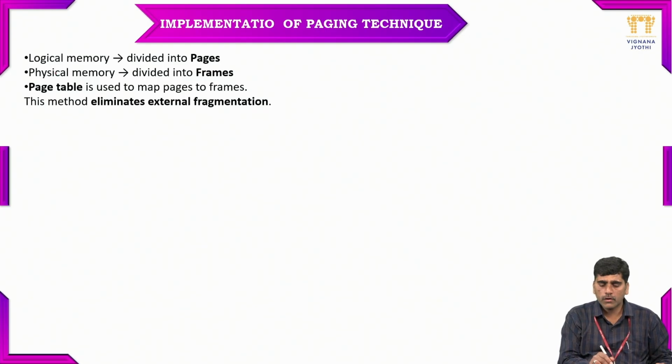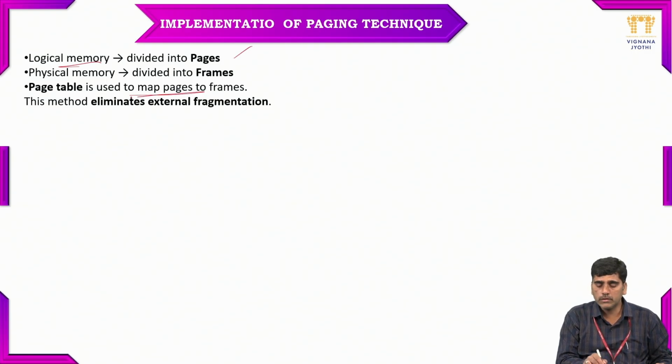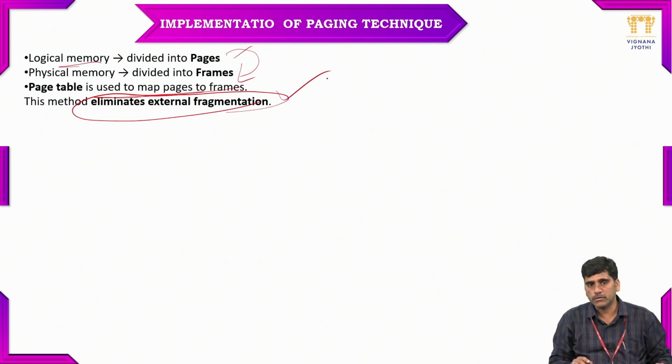Here the logical memory is divided into pages. Logical memory is generated by the CPU. Physical memory is divided into frames. The page table is used to map all these pages to frames. This method eliminates external fragmentation.